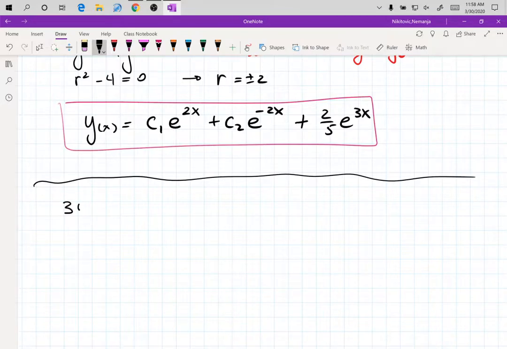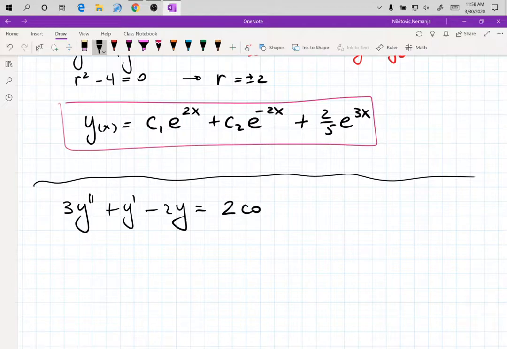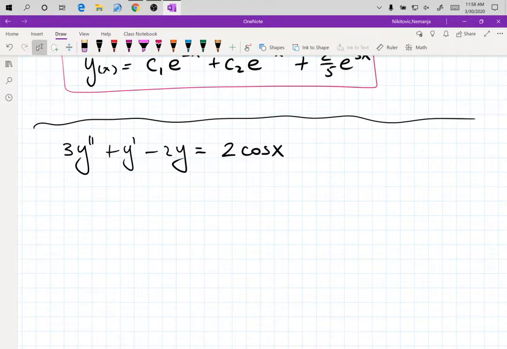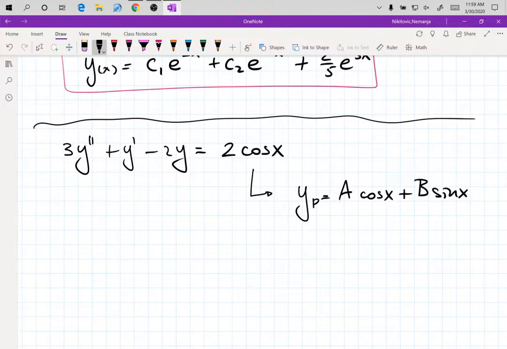So 3y double prime plus y prime minus 2y equals 2 cosine x. So that's what we have. Now for yp, right, the form would be a cosine x plus b sine x, or you can put a sine x, b cosine x. I don't really care which order you put them in. You will get the correct answer either way. Cool. Now, what is happening with y prime? Again, this is something you are memorizing. Memorize. That's your setup when you have trig.